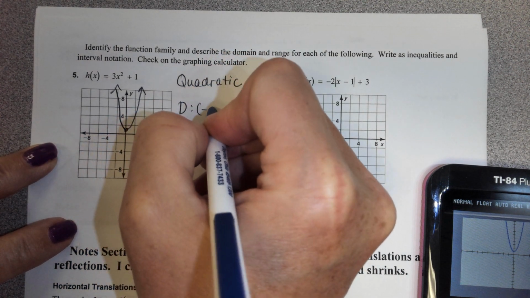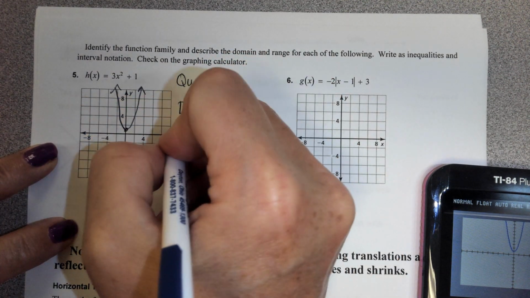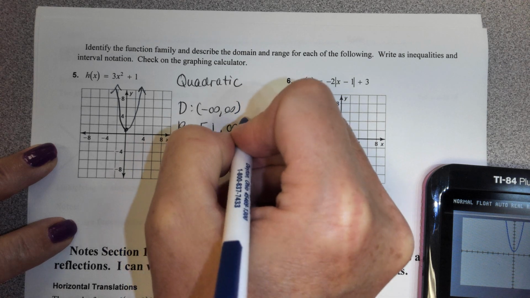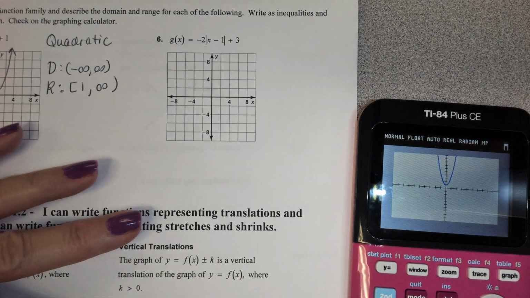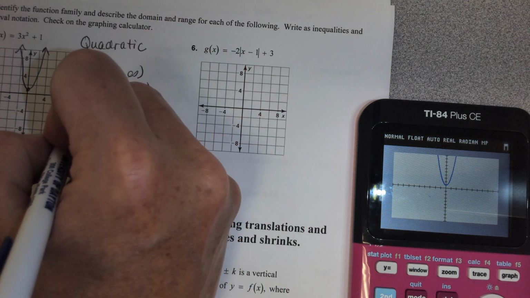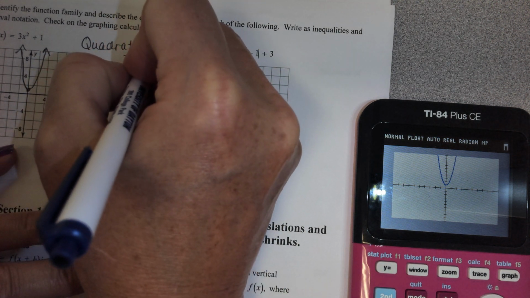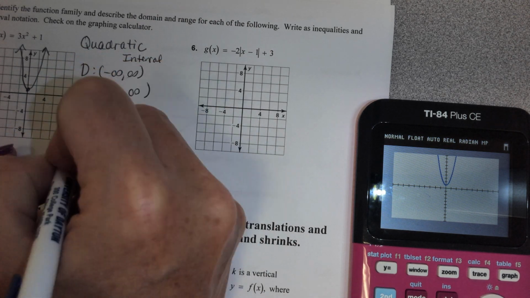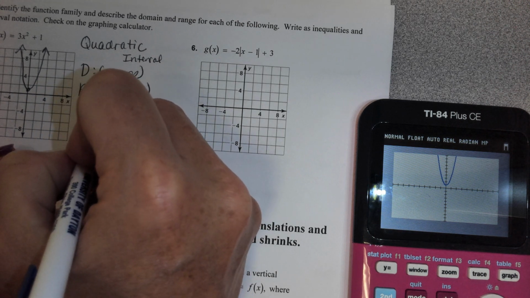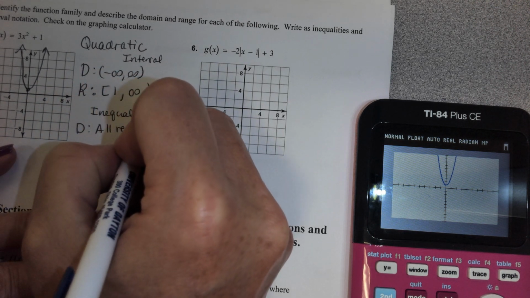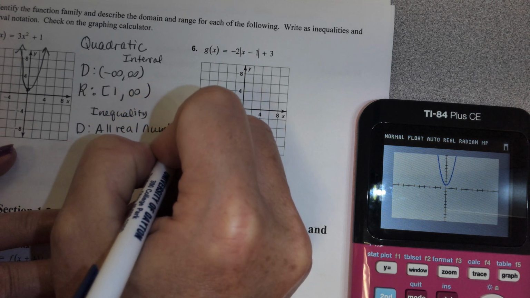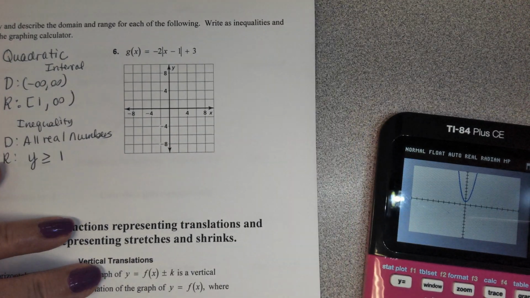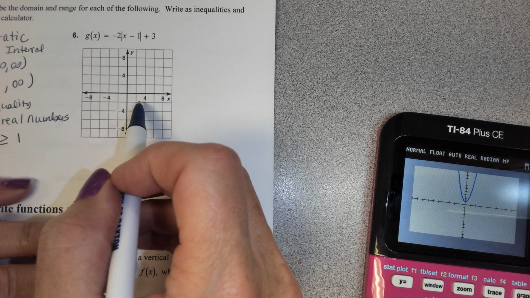The domain is going to be -infinity to infinity. We can use anything for x. The range is going to be the y values. The first y value we come to is 1 to infinity. That would be our domain and range there. Inequality notation, that's interval notation. As an inequality, here's how I would write it. For the domain, I would just say all real numbers. For the range, I would say y greater than or equal to 1. Okay? On the next one, I'm just going to do interval notation.